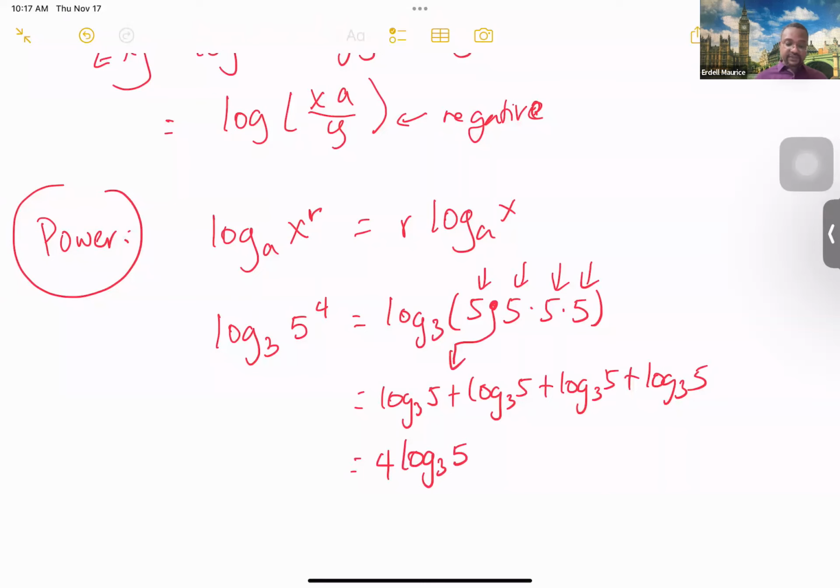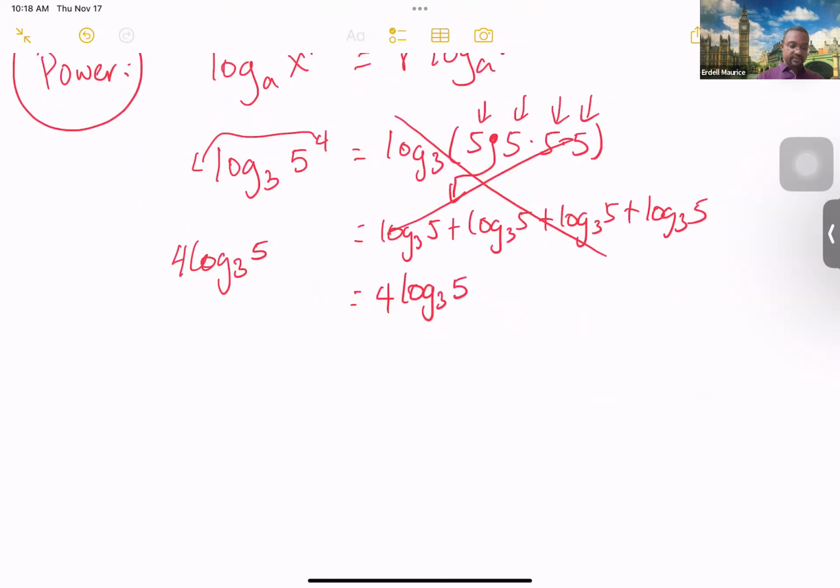The power property simply says, skip all of these steps. We know what's going to happen. Just put the 4 in front. 4 log base 3 of 5, and save yourself time and money. That's all the log property simply says. Save yourself some time and money, and put that number in front.